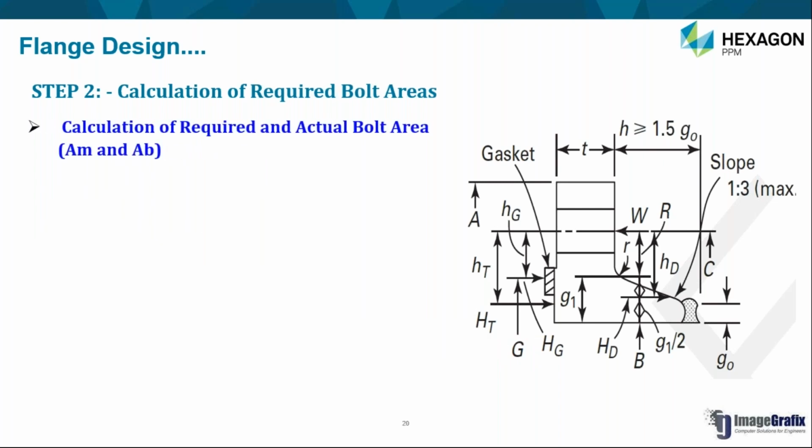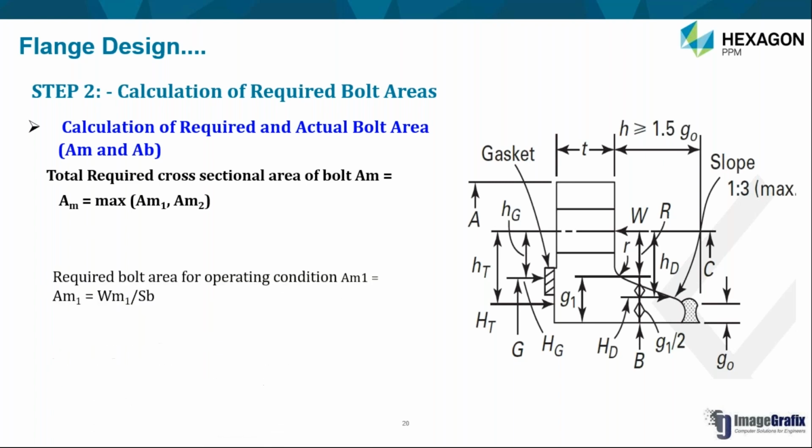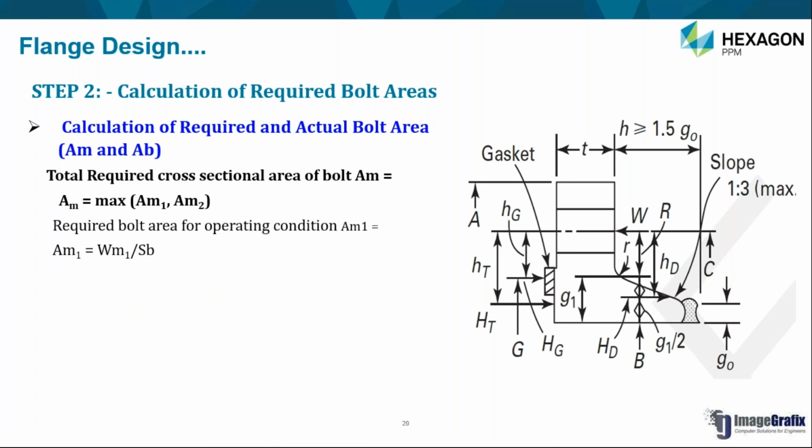So now the total required cross-sectional bolt area AM is nothing but the maximum of AM1 and AM2. Whereas AM1 is nothing but the required bolt area for the operating condition, and AM2 is nothing but the required bolt area for the gasket seating condition.